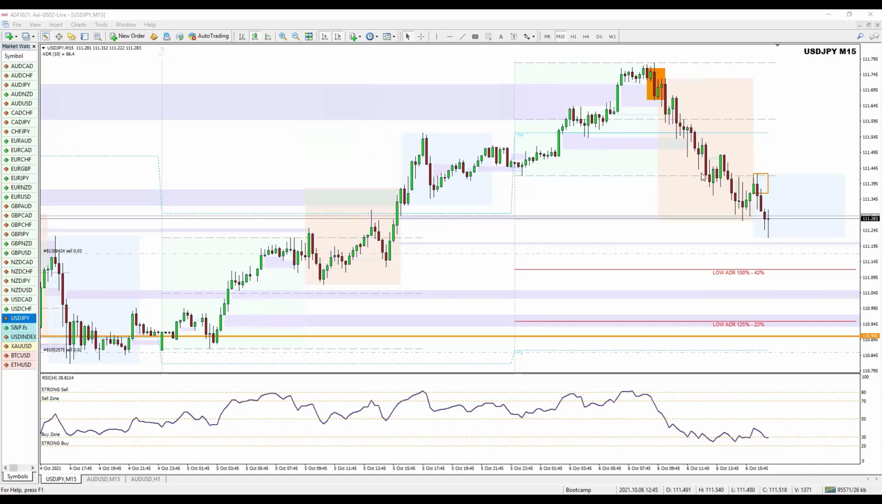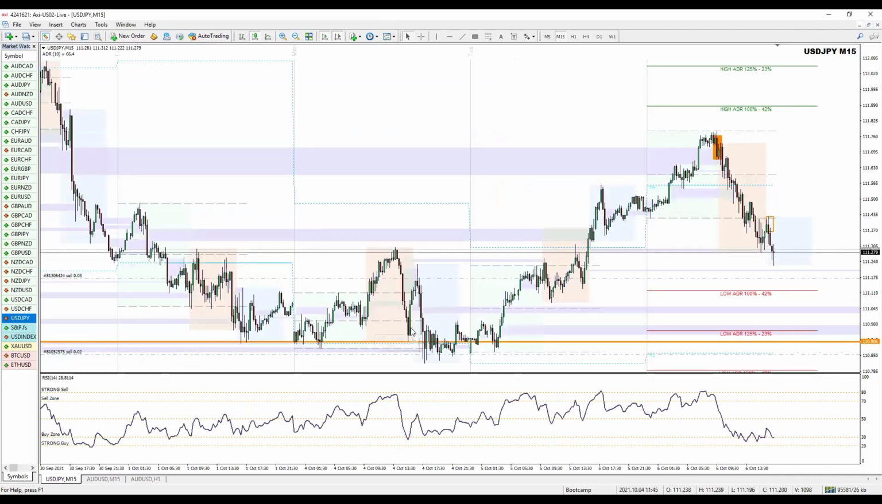The London session today for the US dollar yen was way bigger than the Asian session. We'll see what happens in New York. We had a big London session and a big New York session, but price didn't really go anywhere, did it? So it's just breaking the day down into segments.